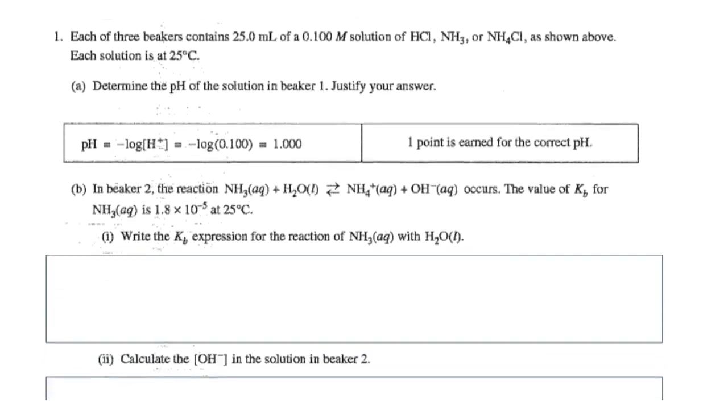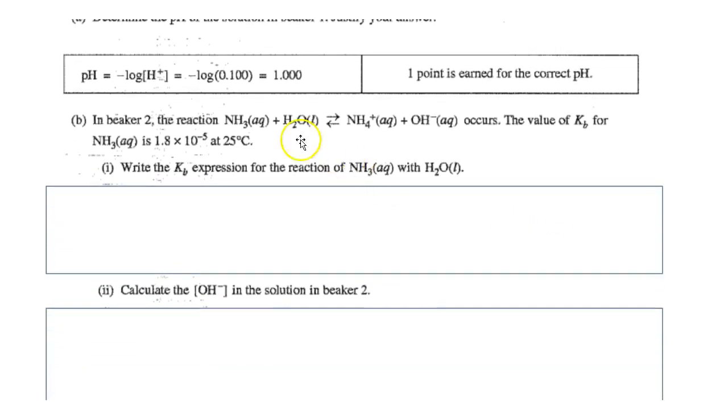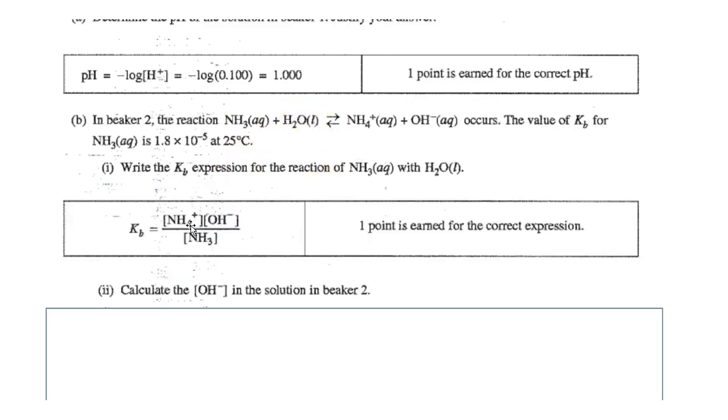In beaker 2, this stuff is a weak base because the ammonia reacts with water to generate some hydroxide, but not too much because it has a pretty low Kb. Write the Kb expression. These are usually pretty much free points. All you have to do is products over reactants. There's your two products. The only way you could screw it up is by including water. You shouldn't because it's a liquid.